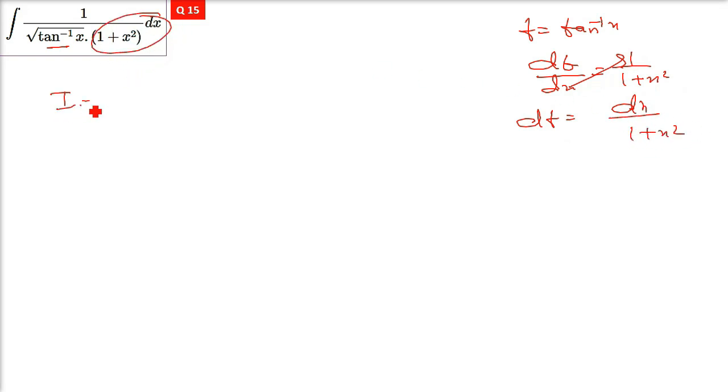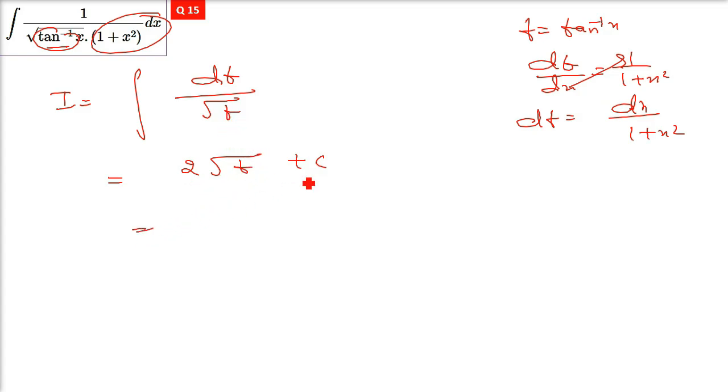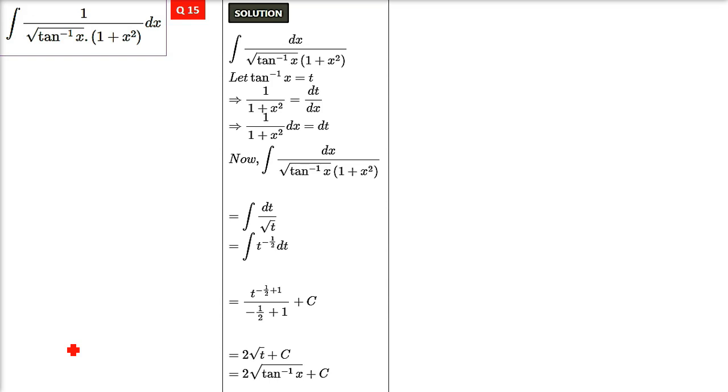So this integration will be dx by 1 plus x square is dt. Under root tan inverse x will give you under root t. So 2 under root t. I can directly tell you, because multiple questions we have done, you can just close your eyes and write 2 under root t. You know how 2 under root t has come. Okay. So this t was tan inverse x. Now just replace t by tan inverse x. It will be twice of under root tan inverse x plus constant of integration. So just 2 steps we used. Okay. This is the result.